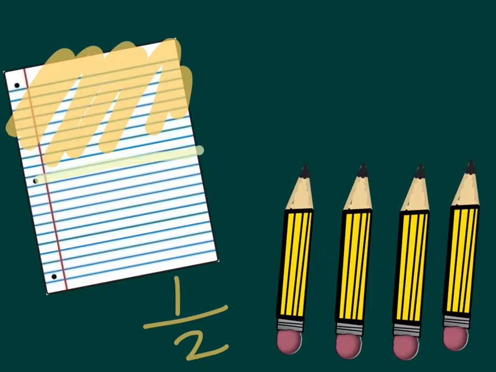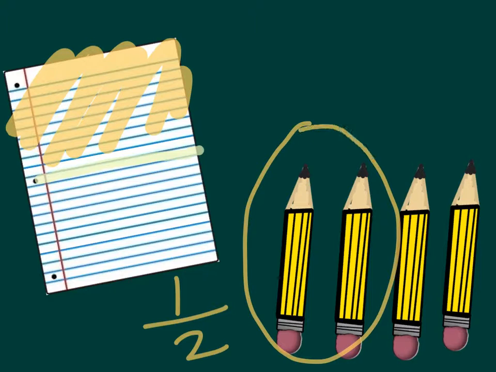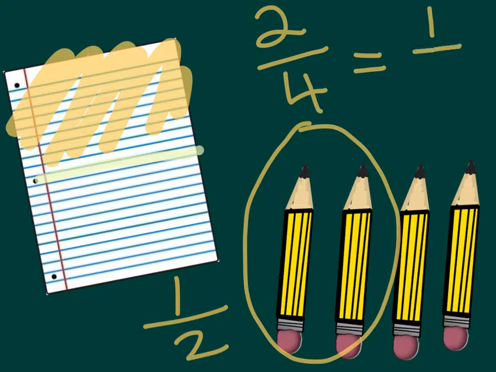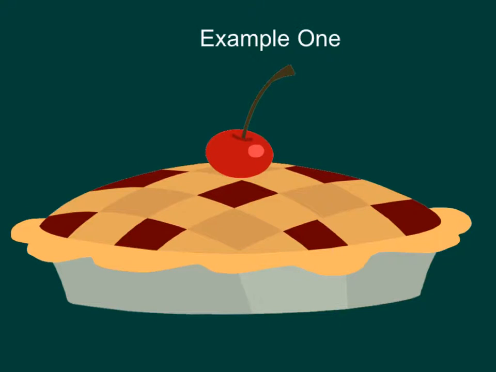Similarly, for the set of objects, the pencils, if we take 2 of those pencils, we are left with a fraction that looks like 2 out of 4. 2 out of 4 is equal to 1/2. So we took 1/2 of those pencils. So now we will have another example of fractions.